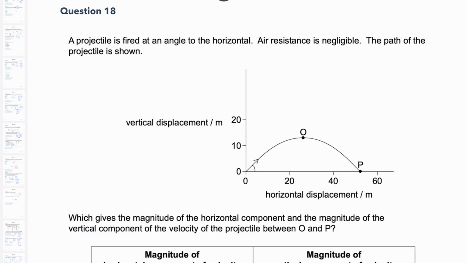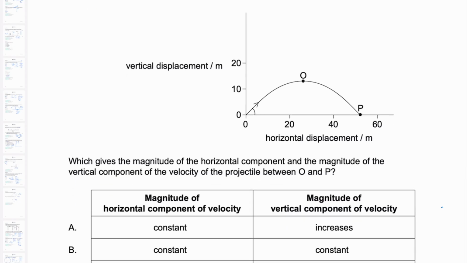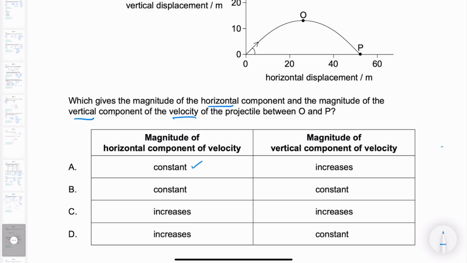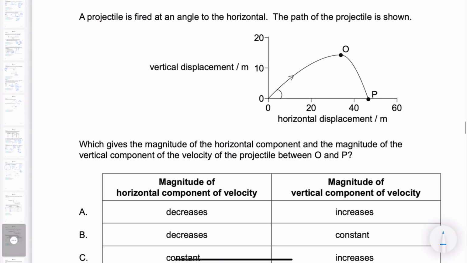Question 18. A projectile is fired at an angle to the horizontal. Air resistance is negligible. The path of the projectile is shown below. And we've got a graph here, which gives the magnitude of the horizontal component and the magnitude of the vertical component of velocity of the projectile between O and P. Well, easy. We know that the horizontal component of velocity is always constant, so we get rid of C and D. And between O and P, the projectile is clearly falling back down towards the ground, which means its vertical component of velocity is increasing. The answer is A. This is about to get a bit trickier with the higher level question on this one.